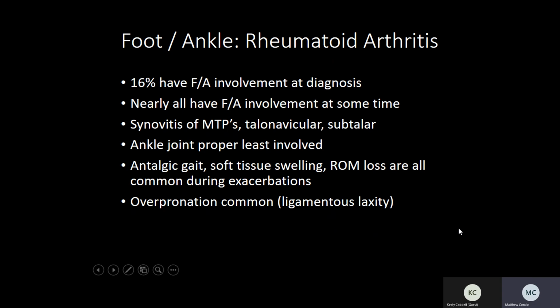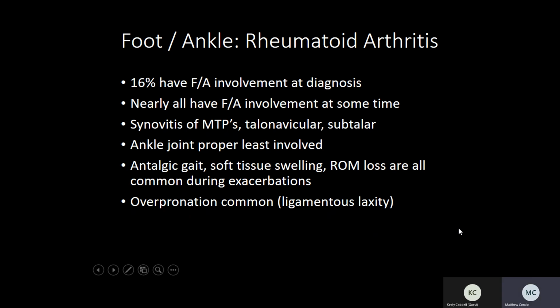16% of the patients out there are going to have something happening in terms of rheumatoid arthritis. Now, that means 84% don't, right? But we need to at least consider it. Again, think about all the evals you're going to see.